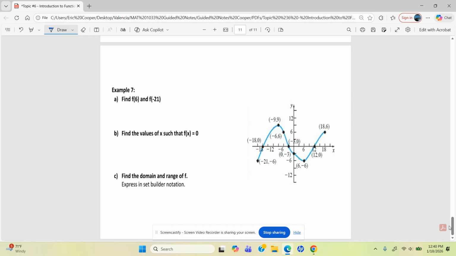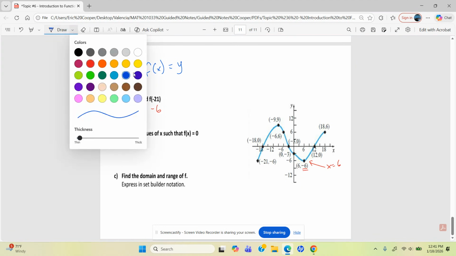We can also do this with a graph. So here, they want us to find f of 6 and f of negative 21, and they only give us the graph. A reminder that when I look at functions, it's f of x equals y. So I'm taking the x value and I'm trying to find a y. So when I look at f of 6, I'm really asking what happens when x is equal to 6. So I need to find that on the graph. I'll go over the graph and I'll see that here is when x is equal to 6. The y value that comes back is negative 6, so f of 6 is simply equal to negative 6.